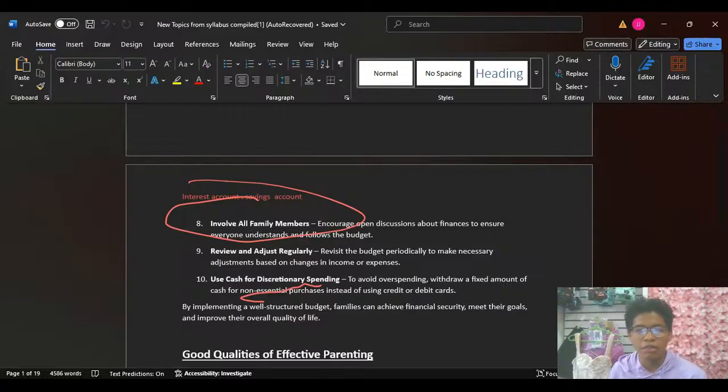Review and adjust regularly. If you see you're having bad spending habits, just cut them out and try to improve in that area. Use cash for discretionary spending to avoid overspending. Withdraw a fixed amount of cash for non-essential purchases instead of using credit or debit cards. Instead of carrying all of your money on you, just carry a little bit. Carry what is needed. So if you make like $1 million, only carry like $100 or $200 on you. Don't carry everything with you because you might fall into the trap of overspending, right?